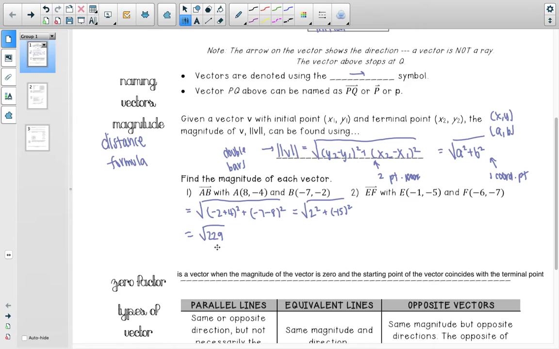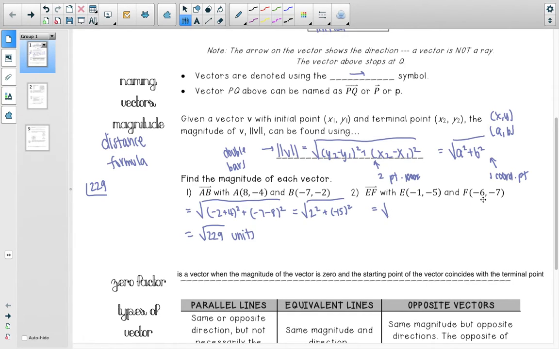And this time around, I'm going to actually simplify it just to work on that. We're going to see if we can simplify 229. I don't think we can. So 229 divided by 3. Nope, 229 divided by 7. 229 divided by, I can't think of anything else. 9? No. So this is your answer. Square root of 229, and we're going to put units at the end of it. All right, so very simple.